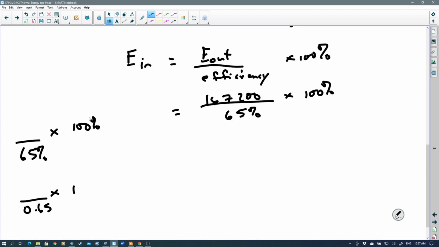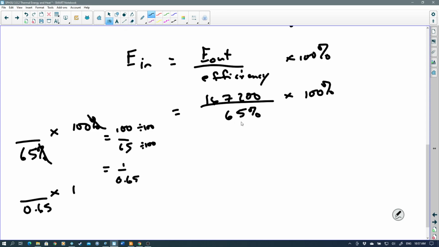Would we get the same answer if we just canceled out the percentage symbols here? And the answer is yes, because 100 divided by 65 is the same thing as if I divided both the top and the bottom by 100, which doesn't change the fraction. It's the exact same thing as just dividing by 0.65. So, a little bit of math here just to explain how things are working out.